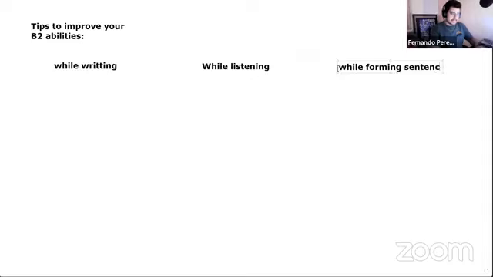We are going to divide these tips into the writing section, while writing, while listening, while forming sentences, speaking or writing. Okay?